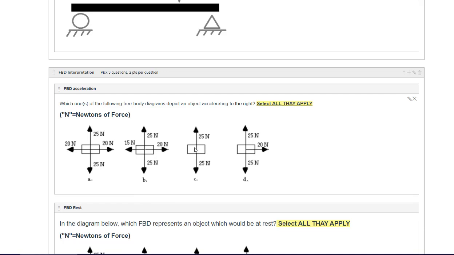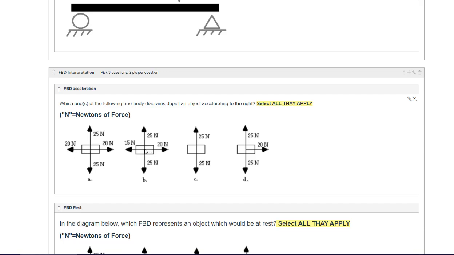Okay, this is not accelerating to the right. It's actually sitting still because something's pulling up on it and pulling down on it equally. This is sitting still because it's being pulled up and down by the same amount in opposite directions, and to the right and to the left in opposite directions. So it would stay still.